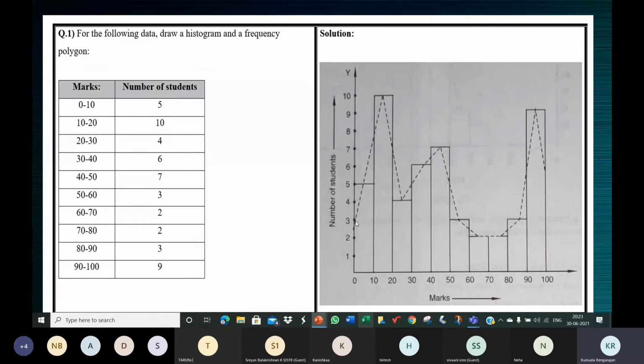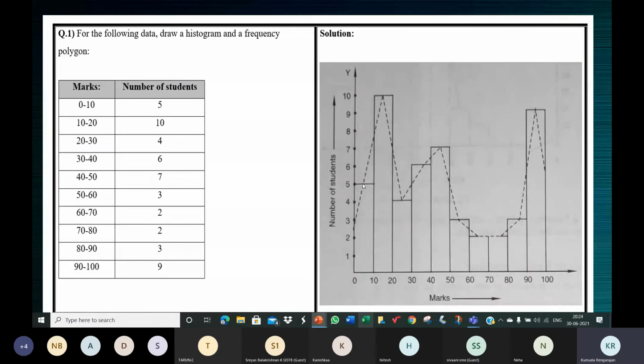Once you mark the midpoints, join the midpoints in order. In order meaning not randomly. So when you start here, you will not be starting from here, children. You would have marked this one. This is the midpoint of the first bar here. You will be joining this to this one, the second one. This is the third one. See here, you'll be going like this.